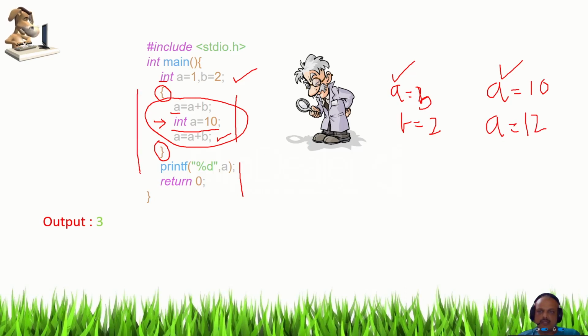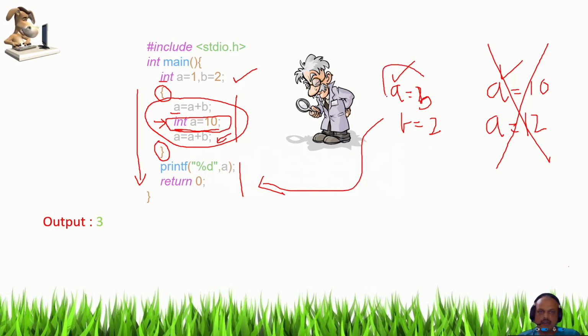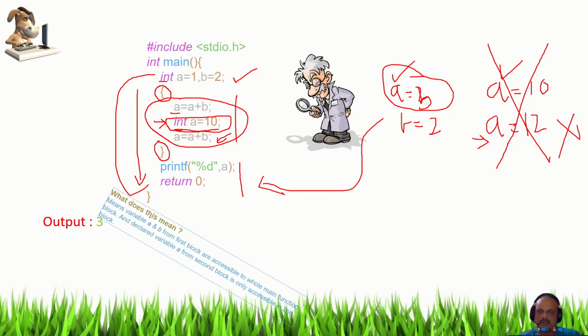However, when you come out of this section, the local variable does vanish. So this a which was declared, initialized and later modified just vanishes. And what remains out here is this a and b. So when you print the value of a out here, what you get is 3 and not 12, as this variable gets depleted when you are in this part of the section. Okay, so that's all. Let's go to the next piece of code.